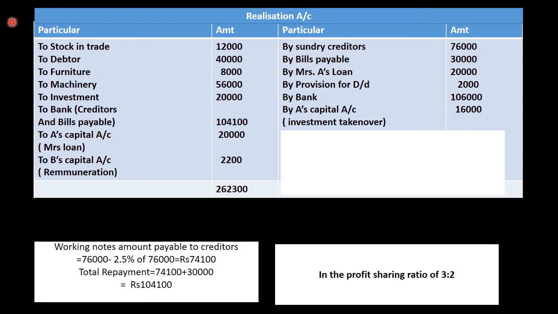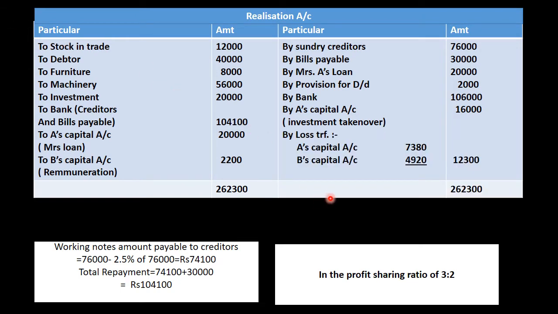After that, we will compute profit or loss. When we compare both sides, it is clearly visible to us that the debit side is greater in comparison to the credit side. Whatsoever is the outcome, that is to be distributed between partners in their 3:2 ratio. When we distribute the loss of 12,300, A will get 7380, and B will get 4920 as their respective shares of loss.